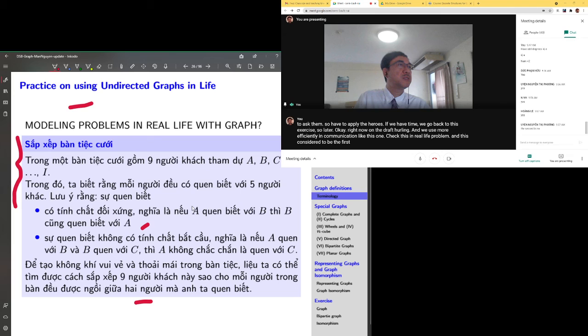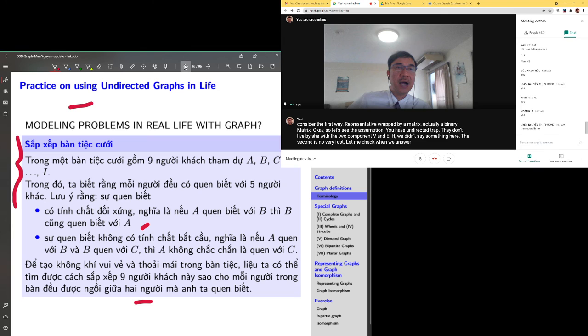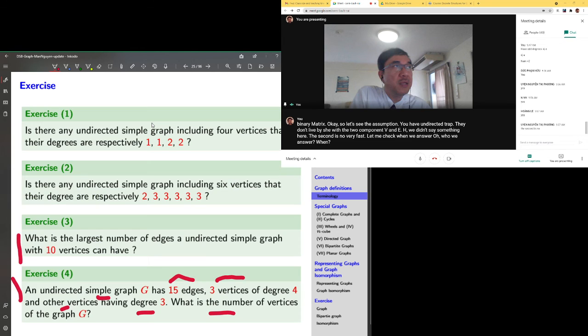Will say something here. The second is no. Very fast. Let me check Phương Nguyên's answer. Nguyên, tell me. You say no for which exercise? Phương Nguyên, 1, 2, 3 or 4? Which one?